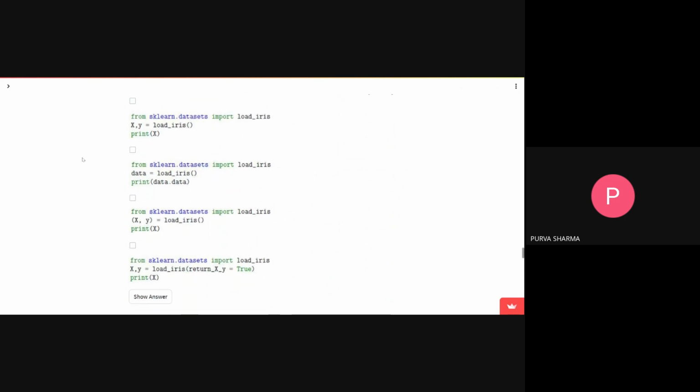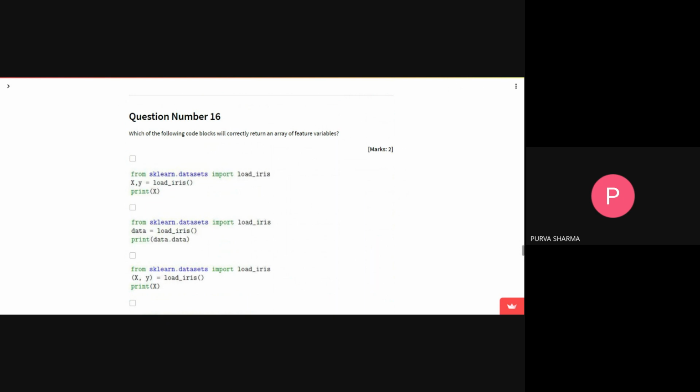Okay, now answer this. Give me a minute. Array of feature variables. I think data, right? Fourth one. Second and fourth. Yeah, second one as well. Fourth is also correct. Okay, so we want feature variables, right? Array of feature variables.